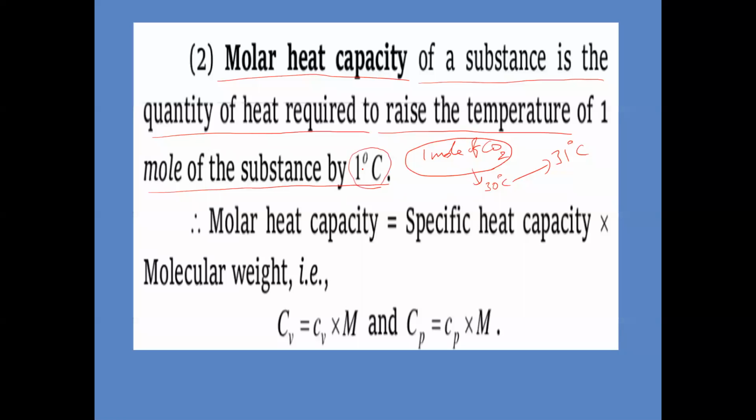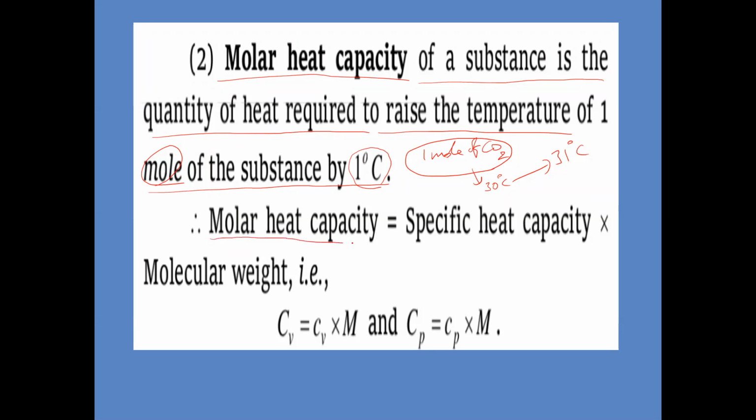So what is the molar heat capacity now? The molar heat capacity of a substance is the quantity of heat required to increase the temperature of 1 mole of the substance by 1 degree Celsius. If you want to raise the temperature of 1 mole of the substance through 1 degree Celsius, how much heat is required is called the molar heat capacity.